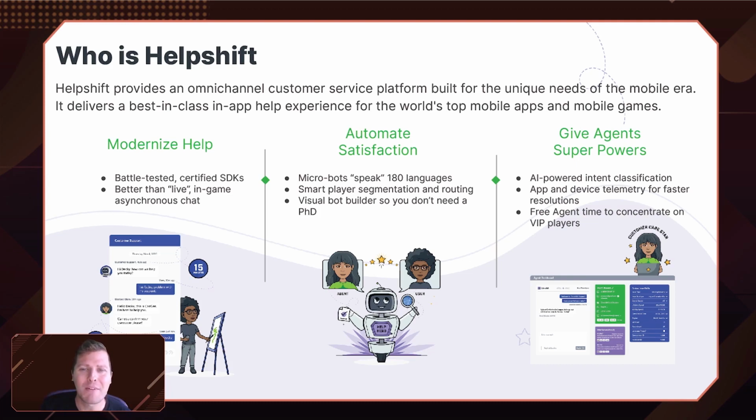We also want to make sure that the agent has tools to quickly resolve issues. So things like macros in app to quickly respond, bulk responding, and also queuing. That's where you can have those queues for VIPs, for very important players that need that help. You can really route that quickly and easily. And so that's what HelpShift is.